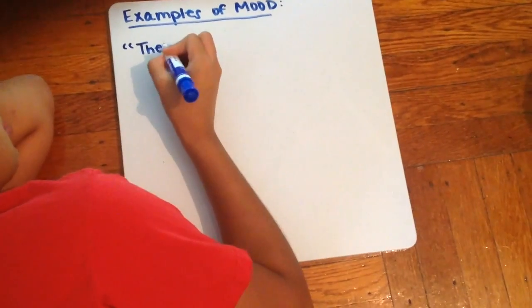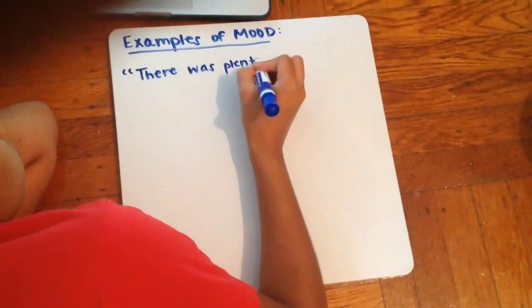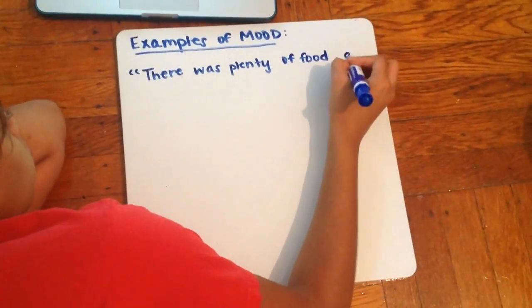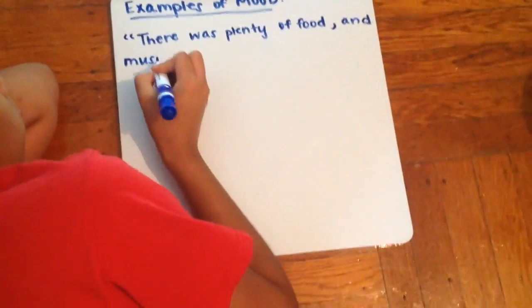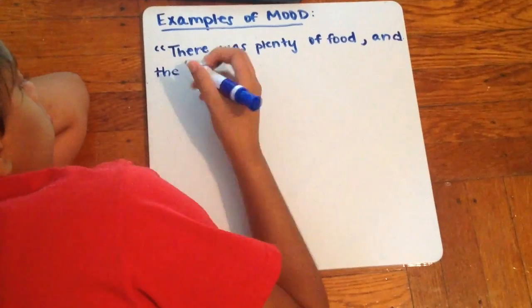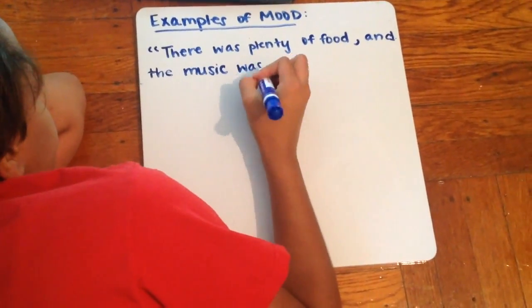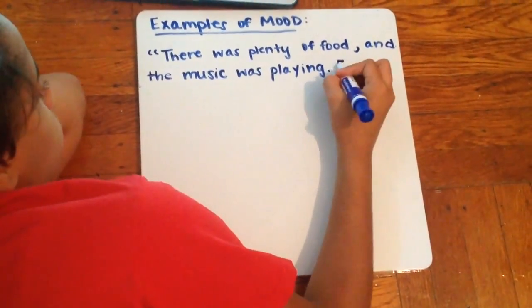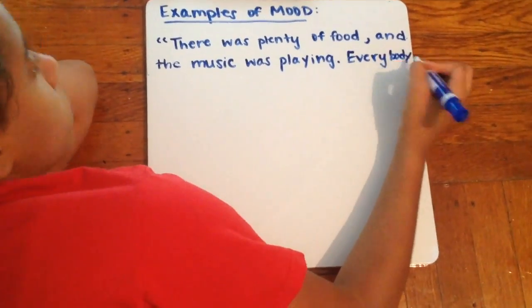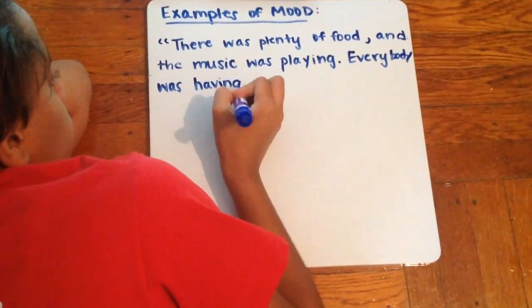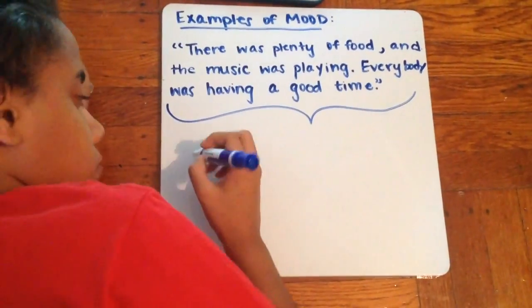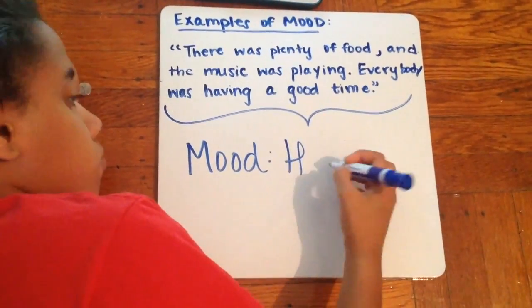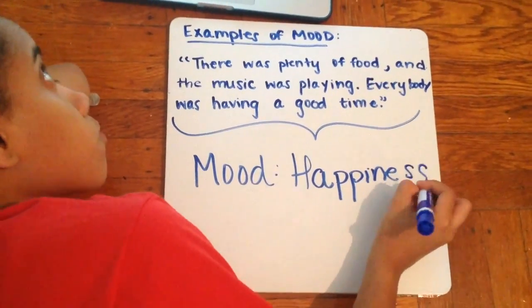So now let's look at an example of mood. The quote states, "There was plenty of food and the music was playing. Everybody was having a good time." The overall mood of this sentence would be one of happiness and fun.